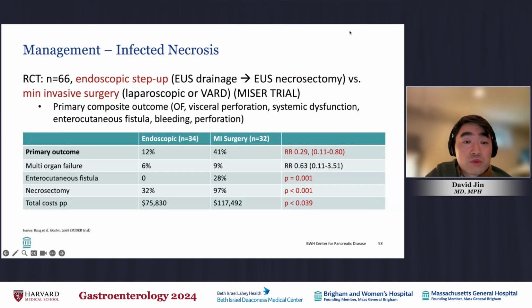Nowadays, as I mentioned, we use an endoscopic step-up approach, which typically involves EUS-guided drainage, followed by endoscopic necrosectomy. This is one study that compares the endoscopic approach versus the surgical step-up approach, and you'll see improved outcomes in the endoscopic group as well as decreased cost.